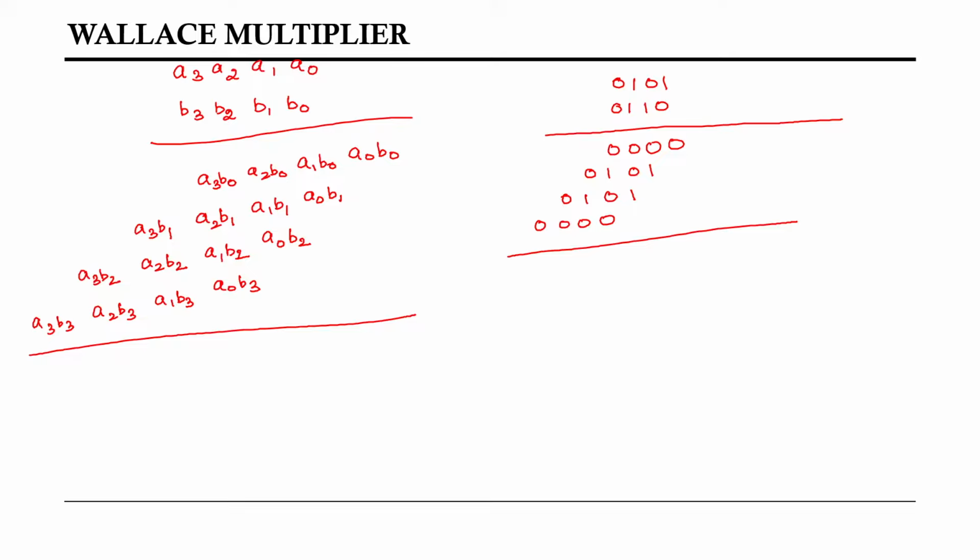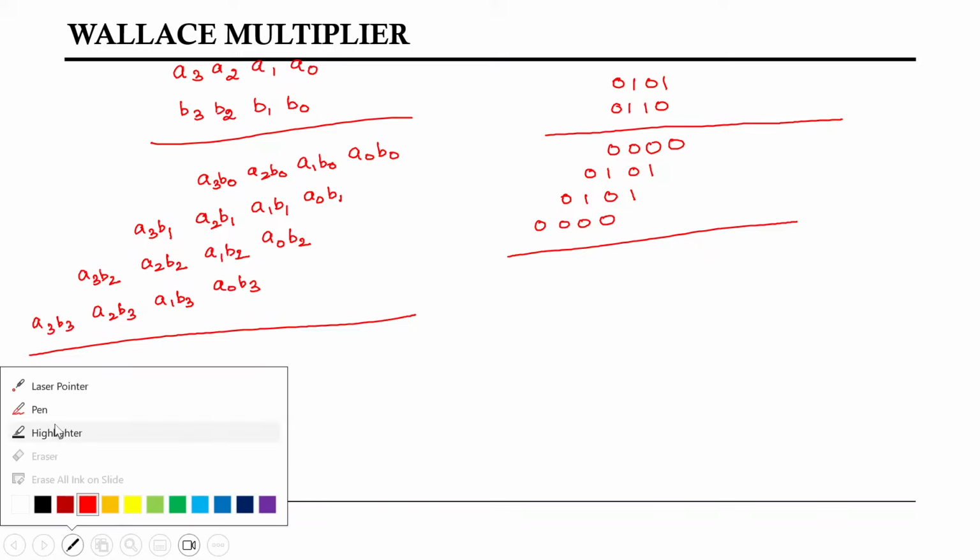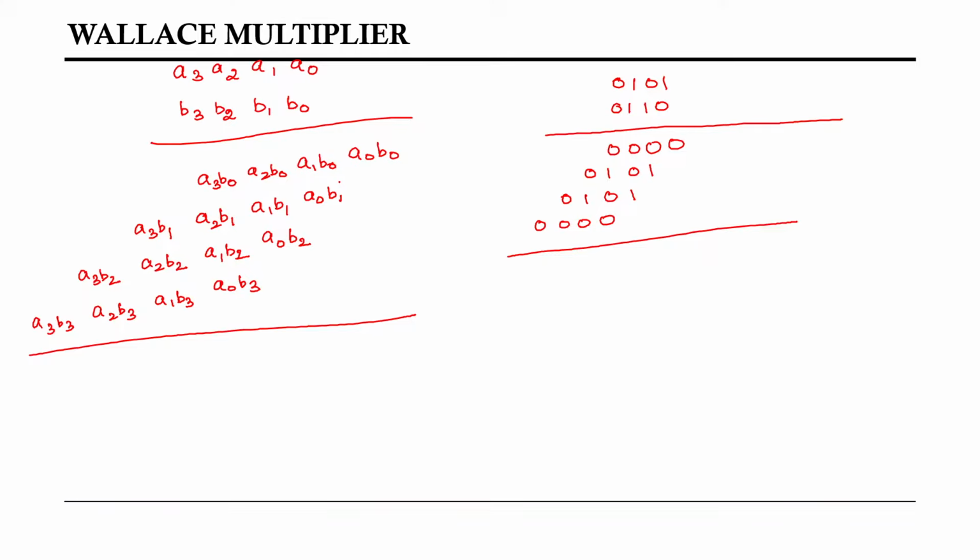So here, if you observe, these all are partial products. We have taken the inputs A and B as 4-bit, and these all are the partial products.